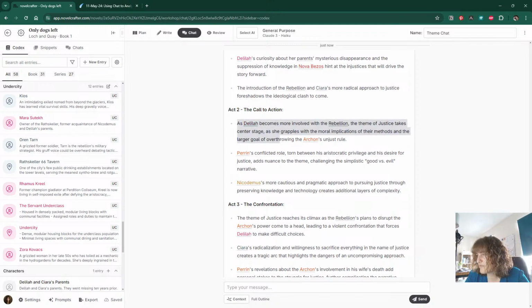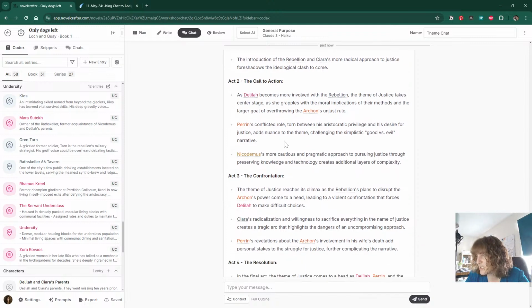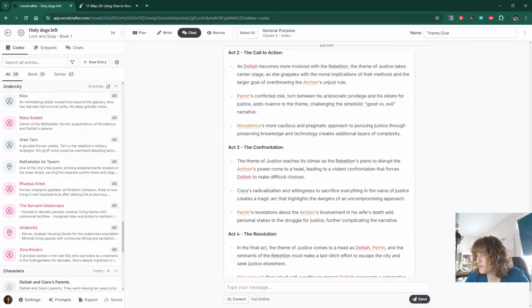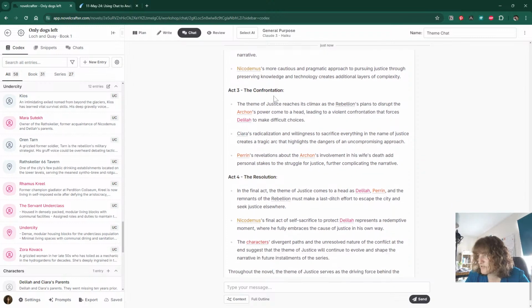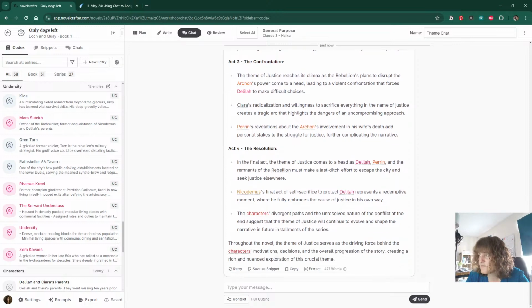As Delilah becomes more involved with the rebellion, the theme of justice takes center stage. Perrin's conflicted role, torn between privilege and desire for justice, adds nuance, challenging the simplistic good and evil narrative. Nicodemus' more cautious, pragmatic approach creates layers of complexity. The theme of justice reaches its climax as the rebels' plans to disrupt the Archon's power come to a head, leading to a violent confrontation. Ciara's radicalization creates a tragic arc. Perrin's revelations about the Archon's involvement in his wife's death and personal stakes further complicate things.